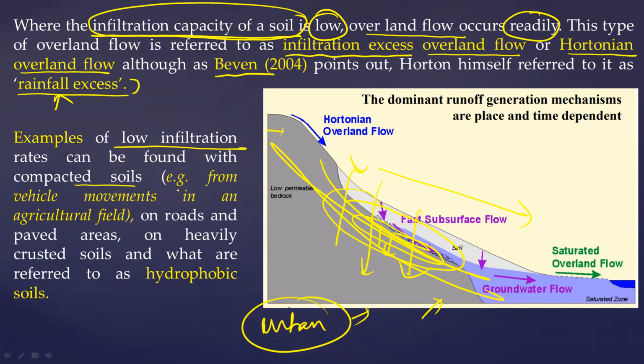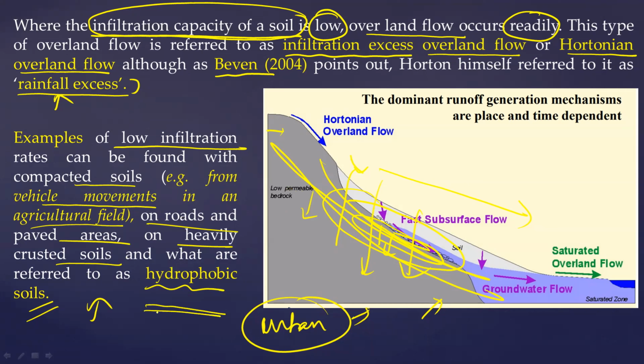If you observe here, infiltration is low from vehicle movement in an agricultural field, on roads and paved areas, on heavily crusted soils, and on what are referred to as hydrophobic soils. So remember, if the soil is thickly crusted and not broken, it will lead to less subsurface flow and more surface flow. This is something we need to remember.